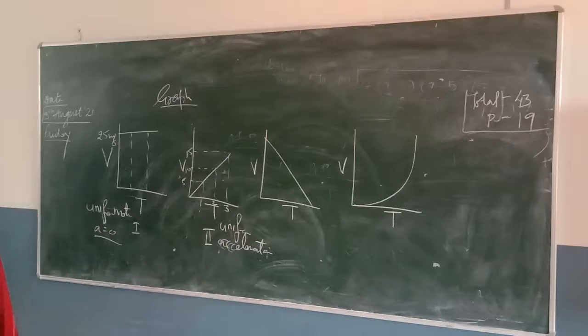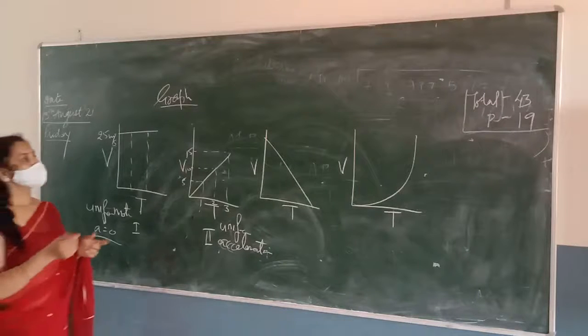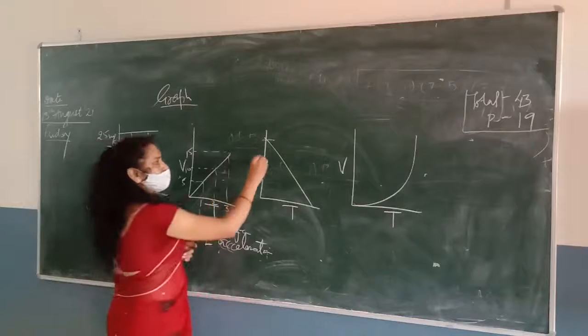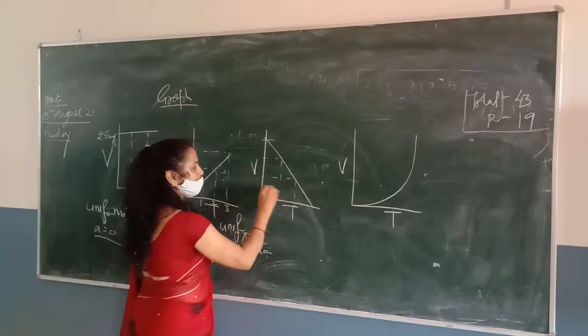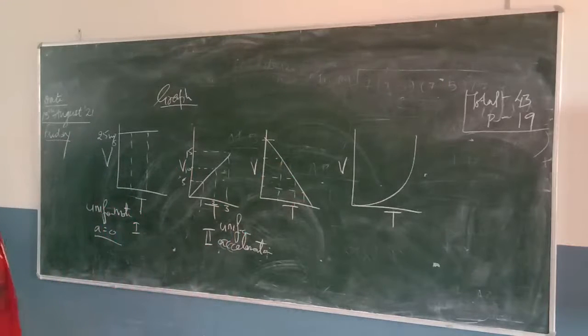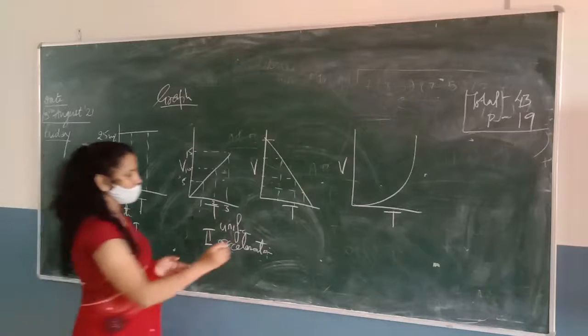Yeah, uniform retardation. Because retardation is because the velocity decreases with the time. The velocity is going to decrease with the time, but it decreases equally with the time. So we can say uniform retardation. This is uniform retardation.